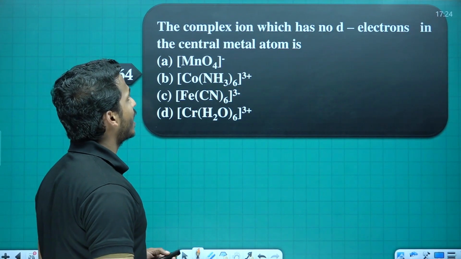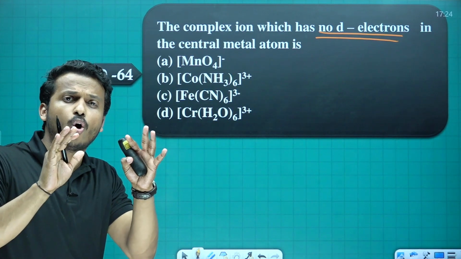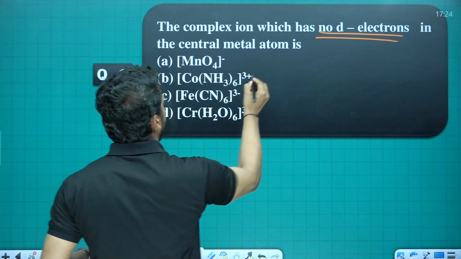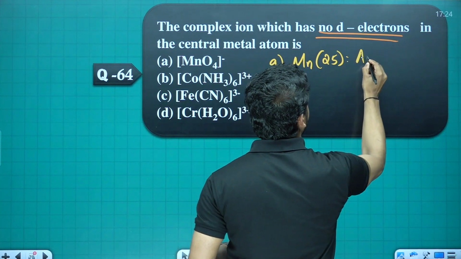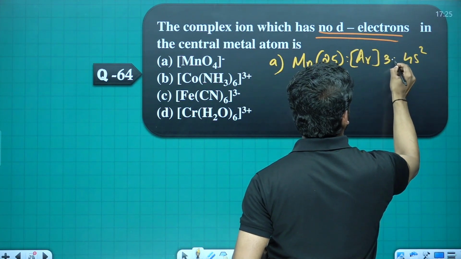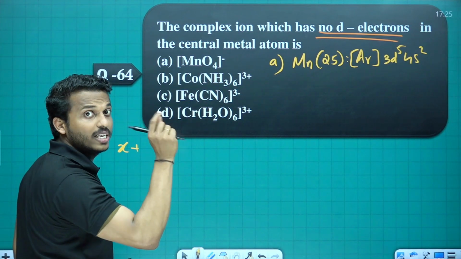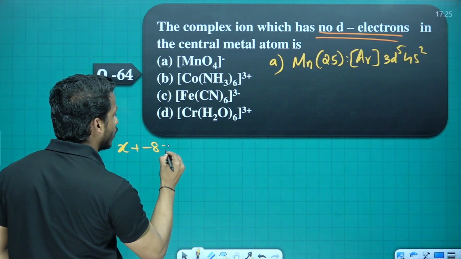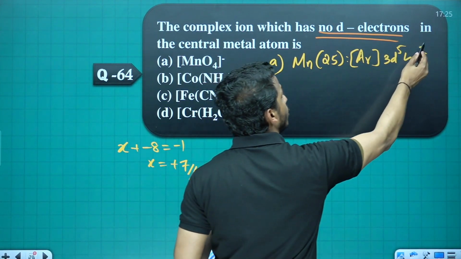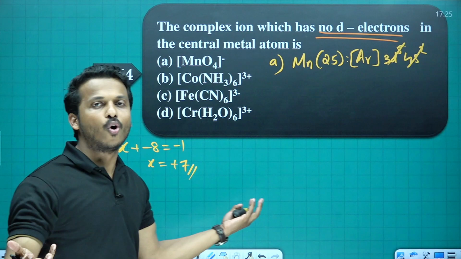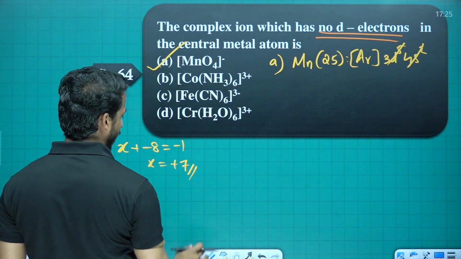Now, the complex ion which has no d electron in the central metal ion, where there is no electron in the d orbital. Check it. First complex, let me take it as MnO4-, where the central atom is Mn. Mn atomic number is 25. We can take it as argon 4s2 3d5. Here, calculate the manganese charge, my dear. Mn charge is X. One oxygen charge is -2, so 4 oxygen is -8. Overall -1, so X is equal to +7. Correct? So +7 means remove all those 7 electrons. See, there is no d electron. So all the d electrons are lost, right? So there is no d electron. Option A can be the correct one.